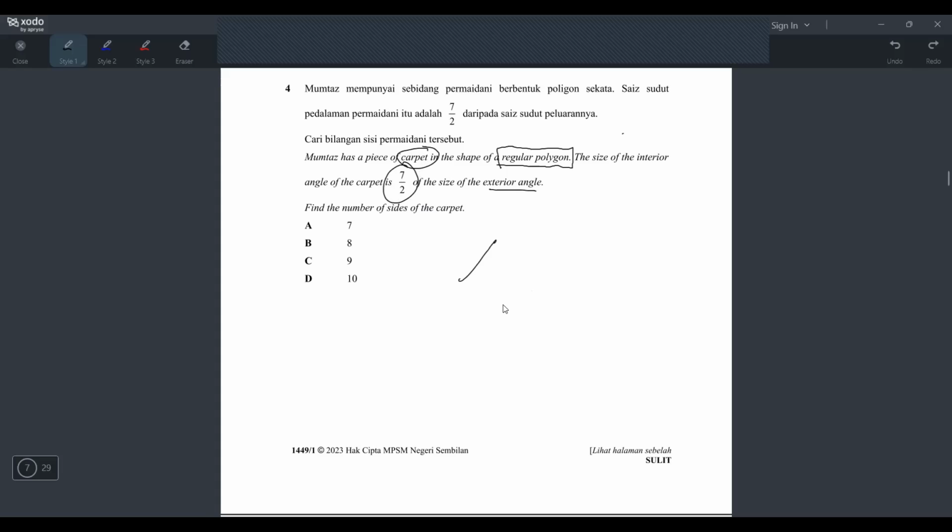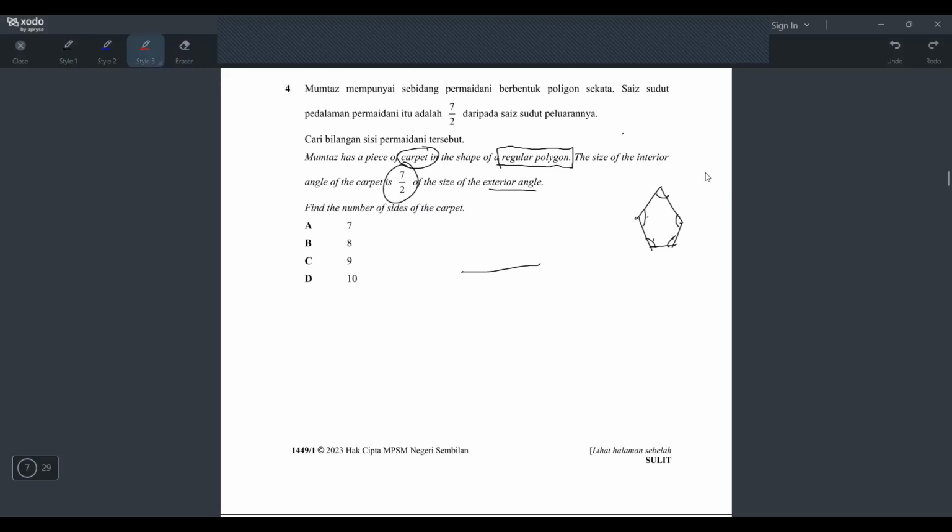So who knows? So how do we calculate it? First of all, the size of interior angle is 7/2 of the size of exterior angle. Okay, just now I drew a pentagon for you, right? So interior angle is this angle. You see, the one I labeled, this is the interior angle.